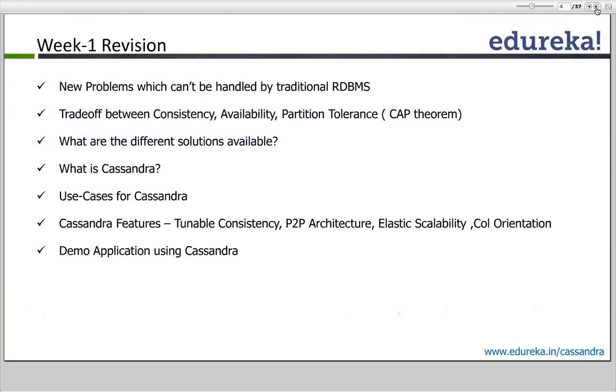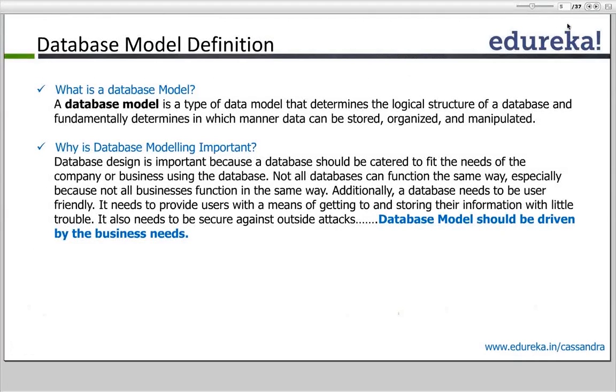So what exactly is a database model? A database model is basically a logical structure of the database, and it fundamentally determines the manner in which the data is stored, organized, and manipulated.